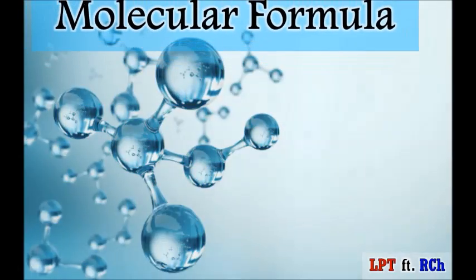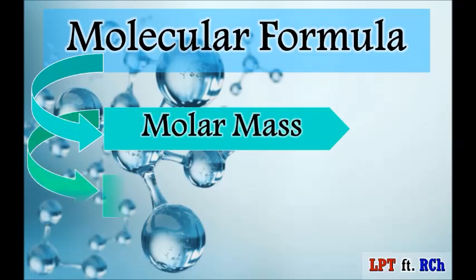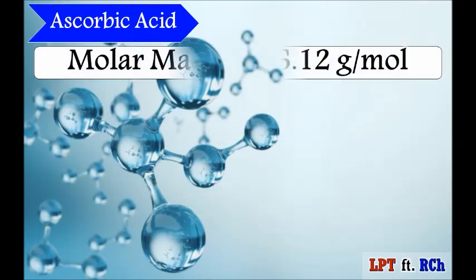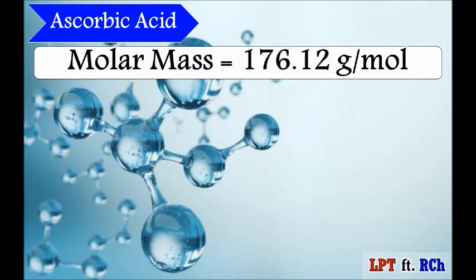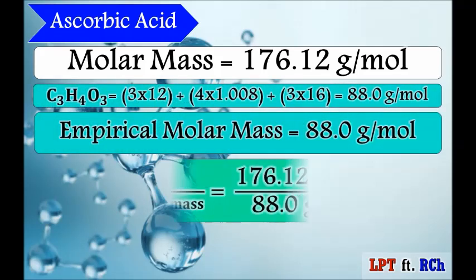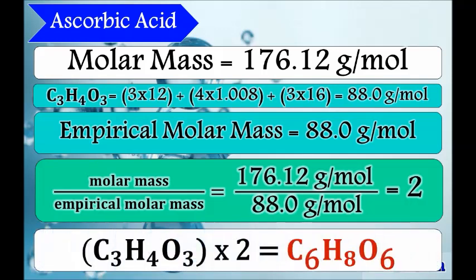To calculate the actual molecular formula, we must know the approximate molar mass of a given compound, as well as the empirical formula. From the previous example, the molar mass of ascorbic acid is given, which is equal to 176.12 grams per mole. Let's also determine the empirical molar mass, which is 88 grams per mole. Then, divide the molar mass by the empirical molar mass, which gives 2. Using this to determine the molecular formula, multiplying all the subscripts by 2 will give C6H8O6.